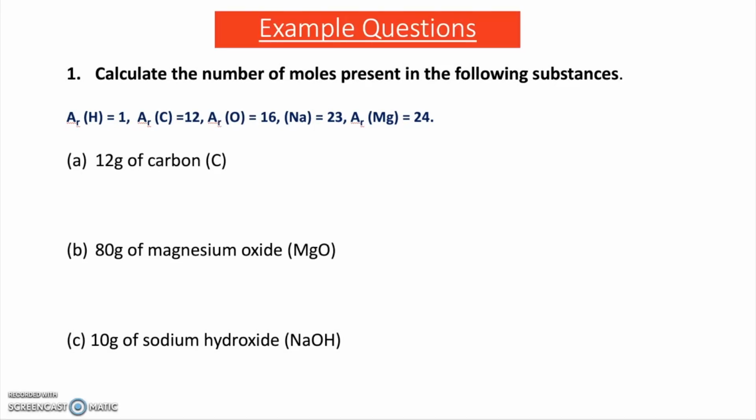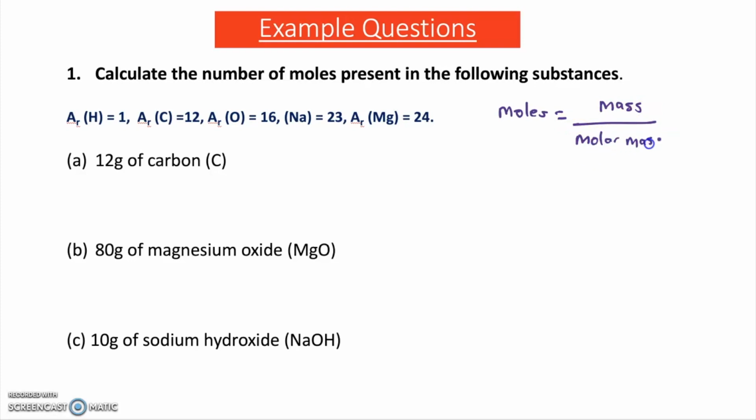Now in this example question, we're asked to calculate the number of moles present in the following substances. We're asked to convert 12 grams of carbon to moles. We're asked to convert 80 grams of magnesium oxide into moles. And we're asked to convert 10 grams of sodium hydroxide into moles.